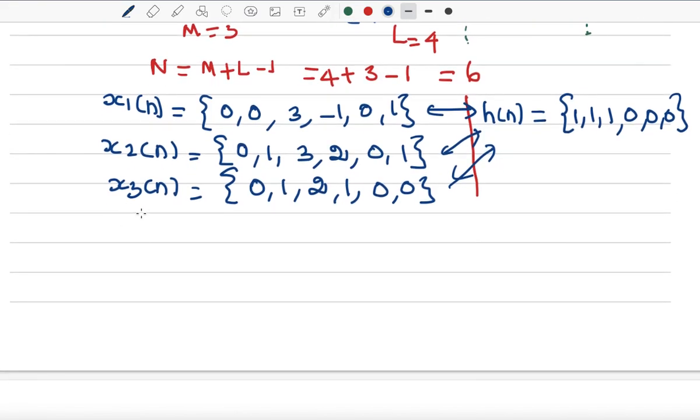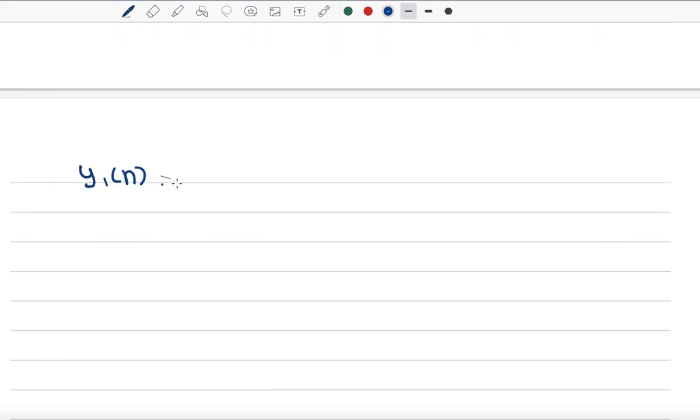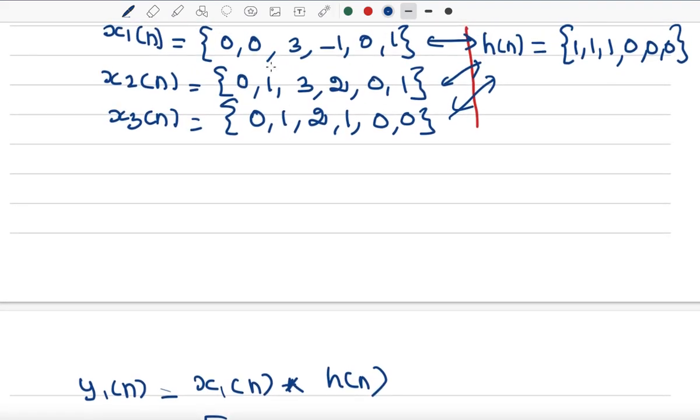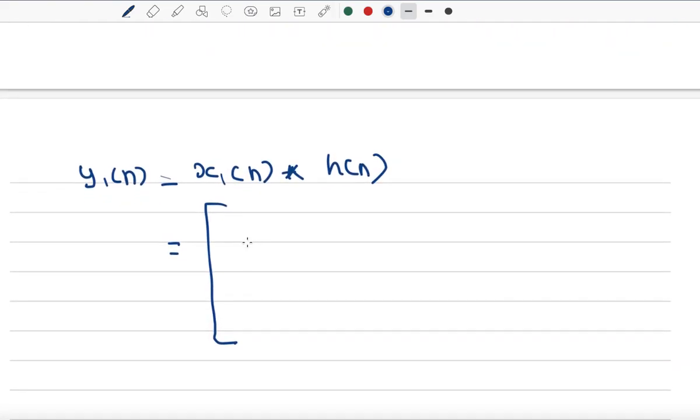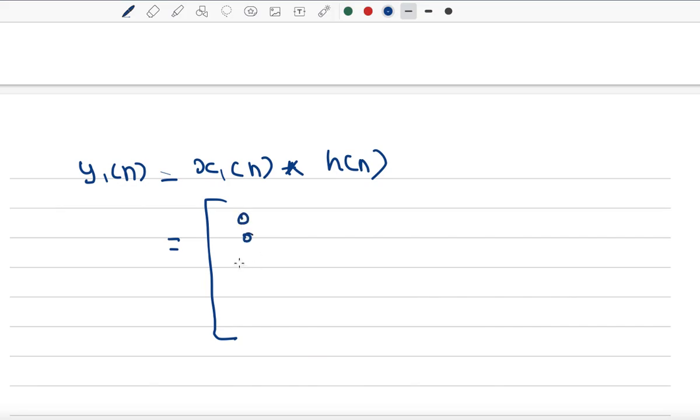Okay, so how will you perform convolution? The same method we can use. So what is y1 of n? y1 of n equal to the convolution of x1 of n and h of n using the matrix method. x1 of n has 6 elements: 0 0 3 minus 1 0 1. So here we want to perform shifting 6 times. First shift: 1 0 0 3 minus 1 0.